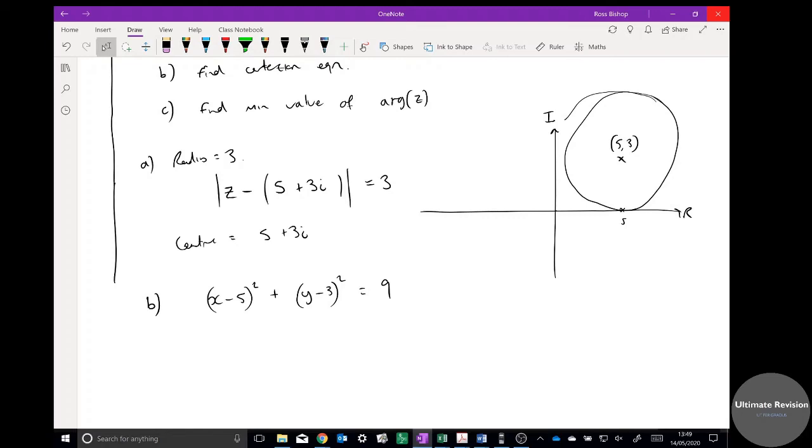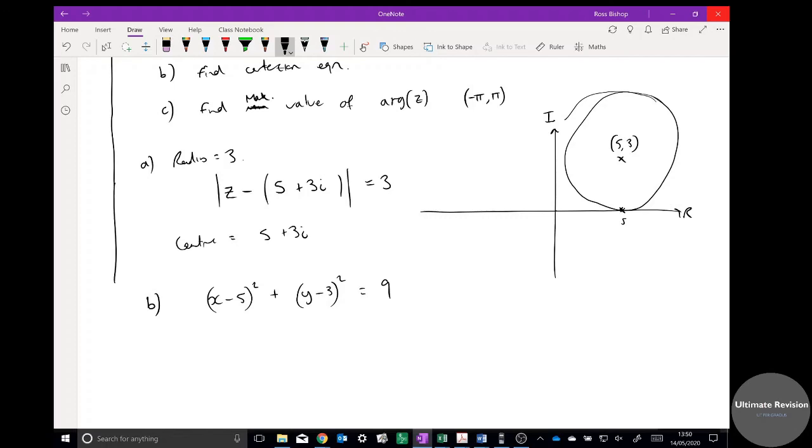Okay, then it says find the minimum value of the argument of z, in the interval between minus pi and pi. Okay, so the maximum value, because the minimum value is obviously going to be there, so it'll be 0. Maximum value.